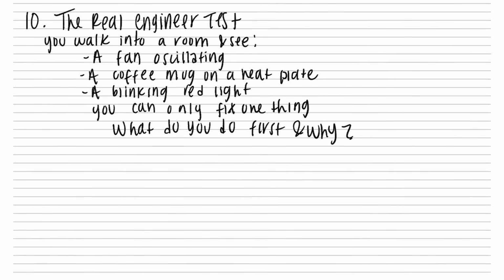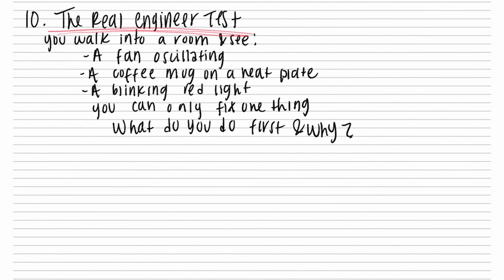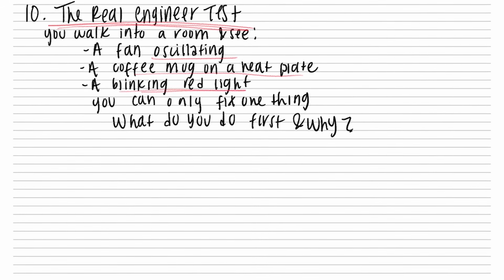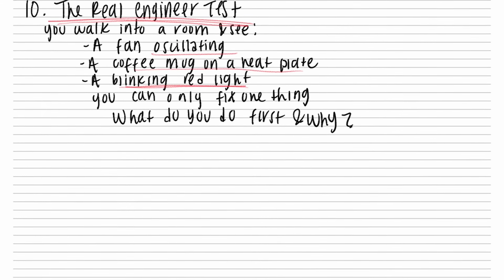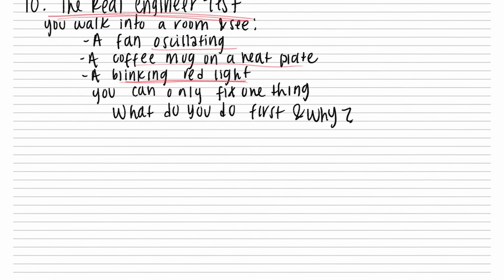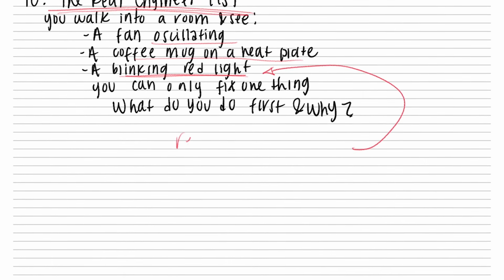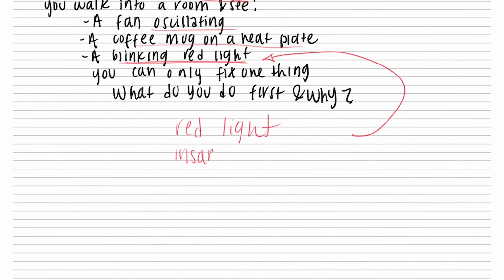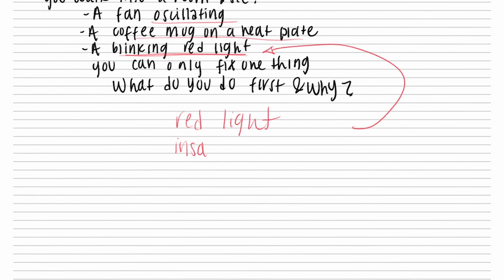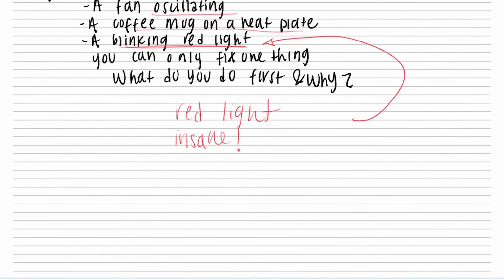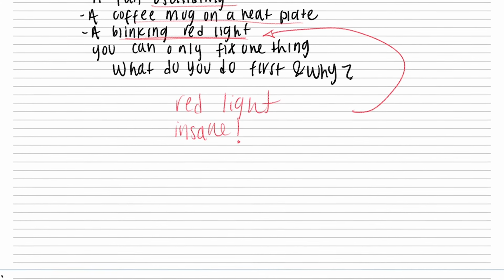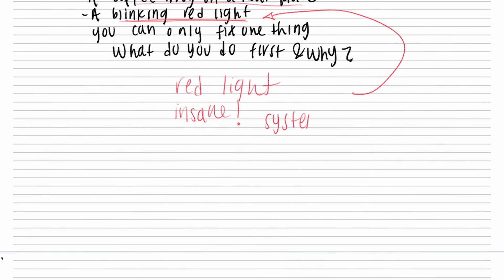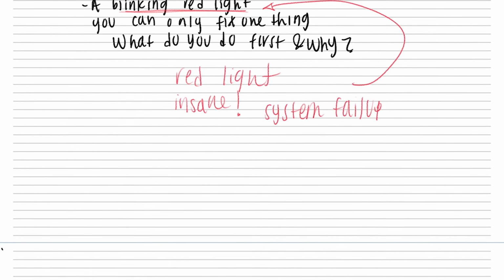All right, number 10, the real engineer test. So you walk into a room and see a fan oscillating, a coffee mug on a heat plate, and a blinking red light. You can only fix one thing. What do you do first? And why? For me, the blinking red light. Because that would drive me insane. And you know, red lights are always trying to tell us that something is wrong. Like something might be on fire, there might be a malfunction anywhere, and red lights are critical to system failure. So that would be the first thing I would fix and why.